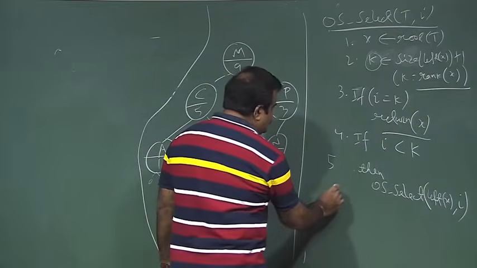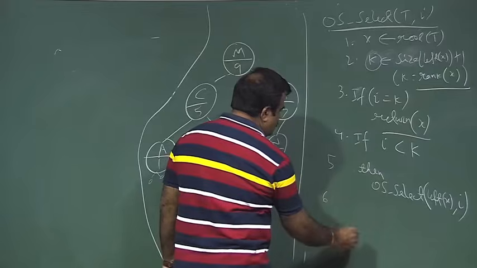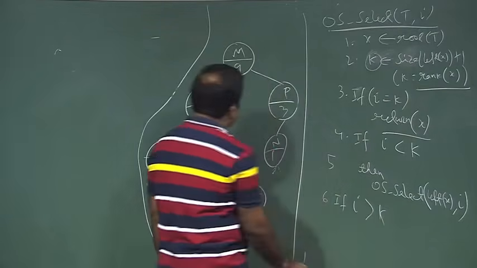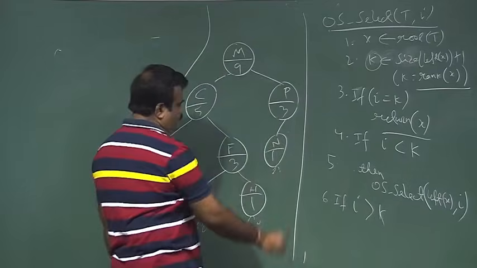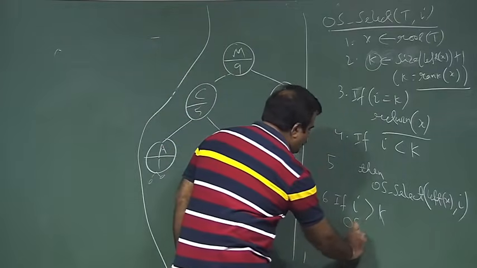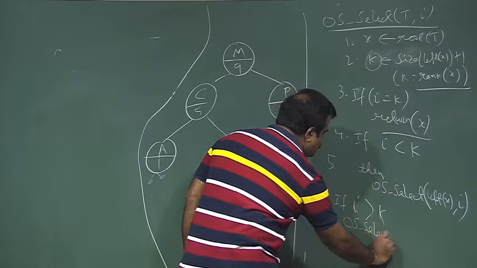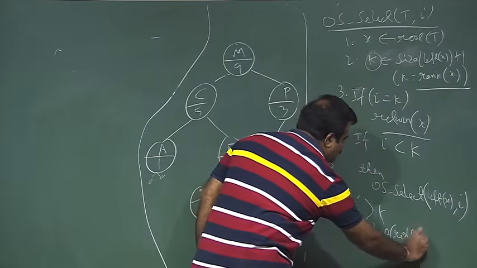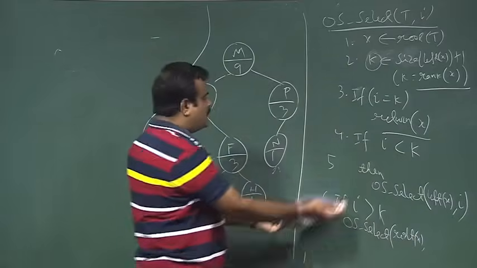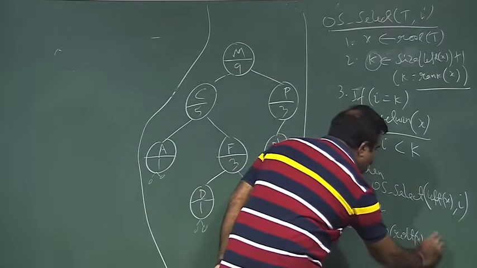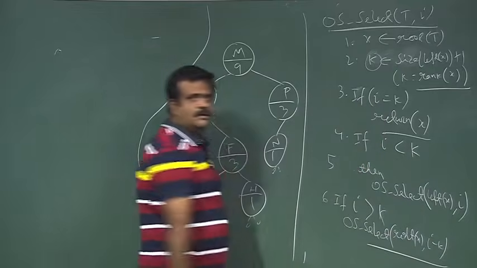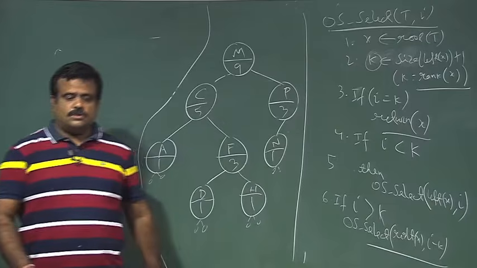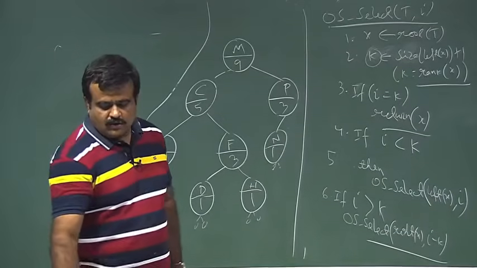Otherwise, if i is greater than k, then we have to look at the right part of the tree. Then we have to call OS-Select again, with right of x, comma, but we have already seen the kth smallest, so i minus k, in the right part of the tree. Okay, so that is the OS-Select.